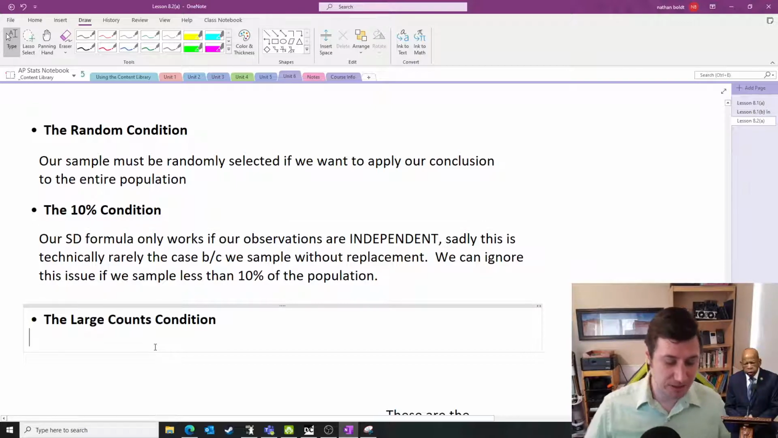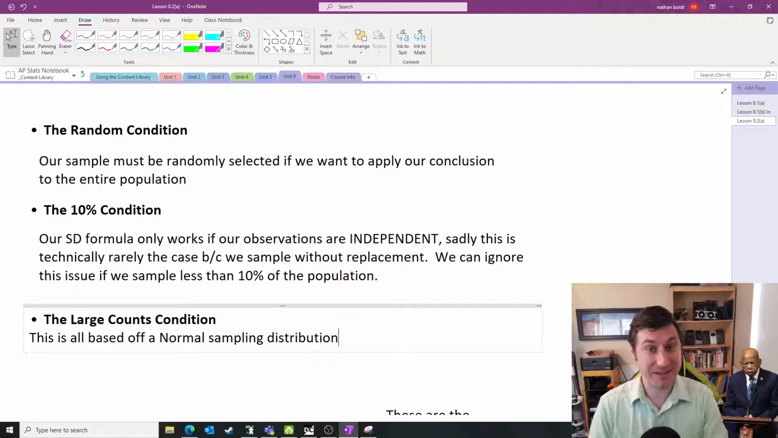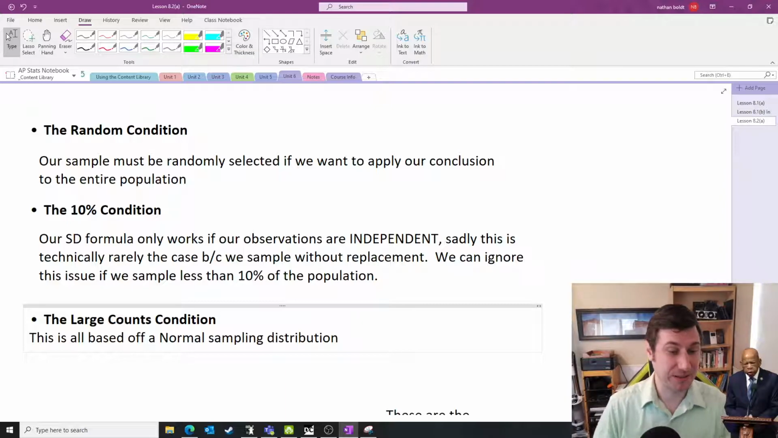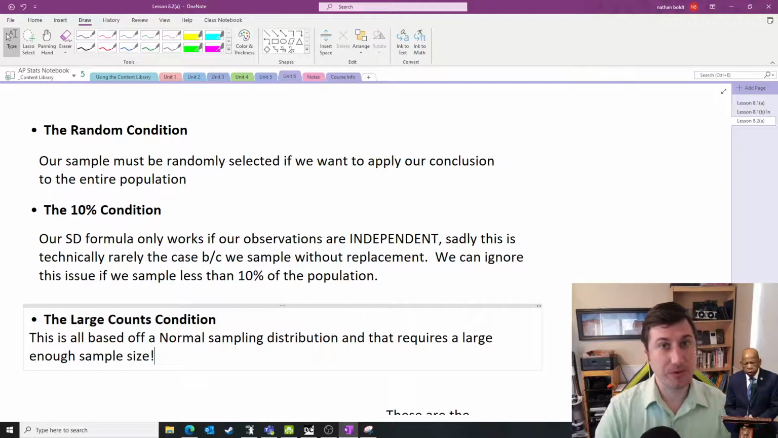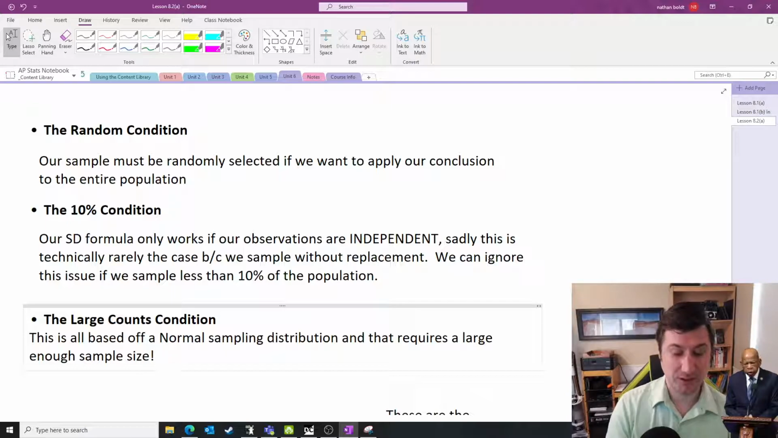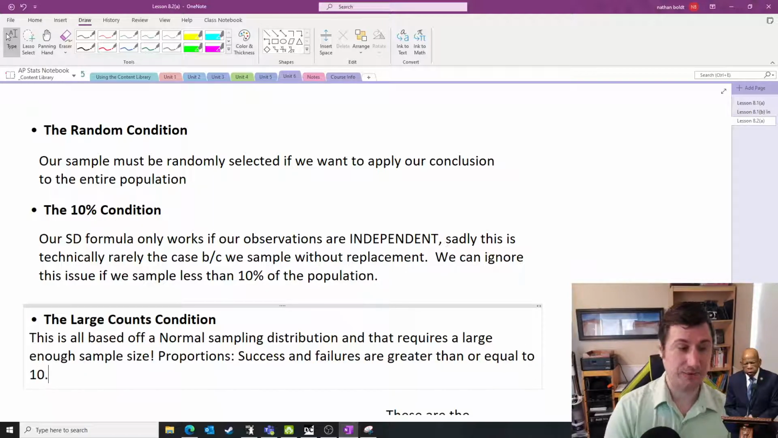And the large counts condition, this is all based off a normal sampling distribution. That's why we studied chapter 7 before this, sampling distributions. This only works if that sampling distribution is normal. And that requires a large enough sample size. Now remember, there's two ways the sample size can be large enough. If you have proportions, that means successes and failures are greater than or equal to 10. But for means, that was simply the sample size is greater than 30.